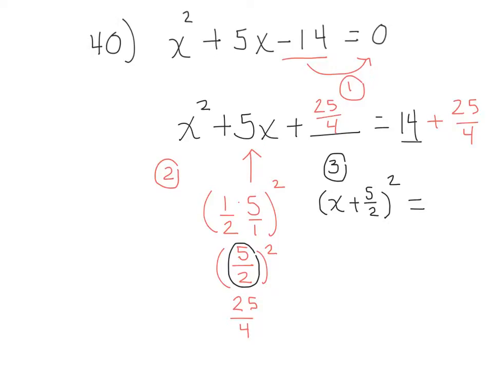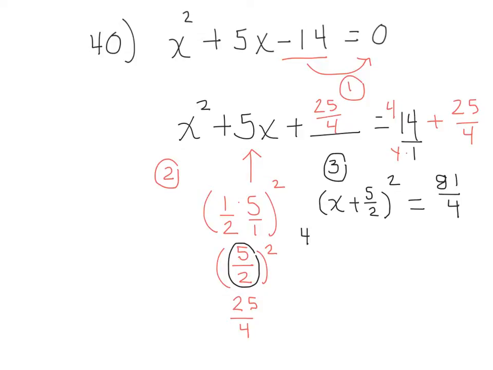On the right, we have to get common denominators. So clearly, that'll be 4. And so I need to multiply the top and bottom of 14 over 1 by 4. And I get 56 over 4. 56 over 4 plus 25 over 4 is 81 over 4.